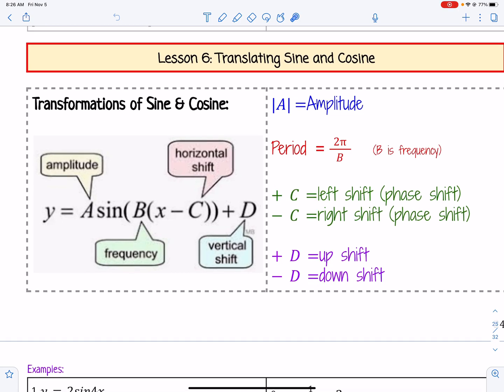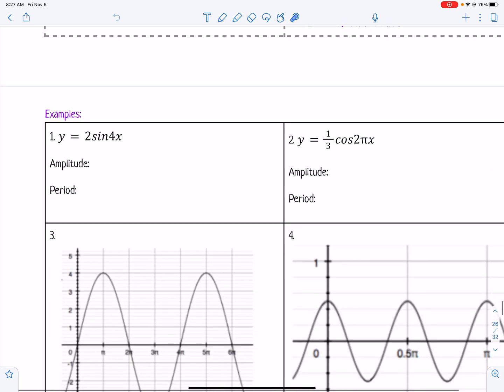So the absolute value of A, notice, is your amplitude. So you don't include a positive or negative with that, you just pick out the number. The period is equal to 2 pi divided by B, which is that value in front of the X in that grouping symbol, behind the sine. You might see a number right there. That's what we'll pick out for that. If you have plus C, it shifts to the left, and if you have minus C, it shifts to the right. If you have positive D, it goes up, and negative D, it goes down. Those are very similar to the ones that we have seen before. Now let's just take a look at a few examples.